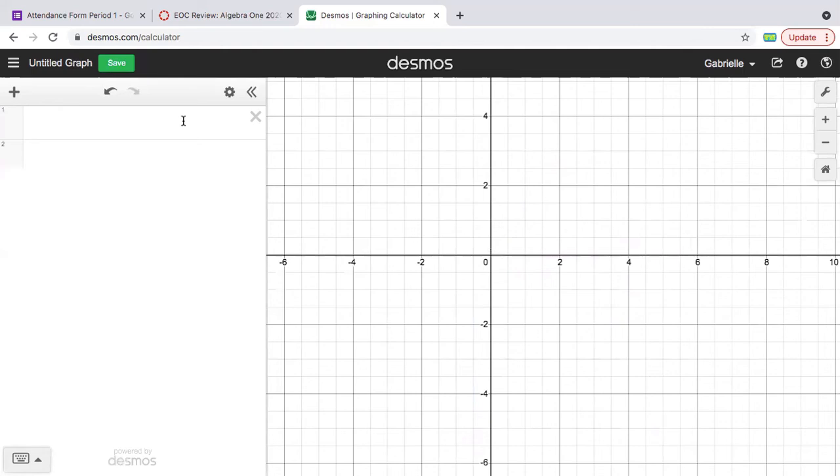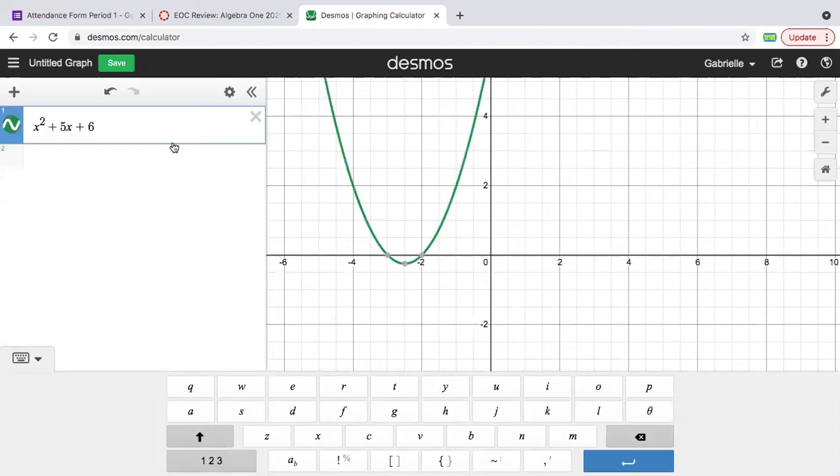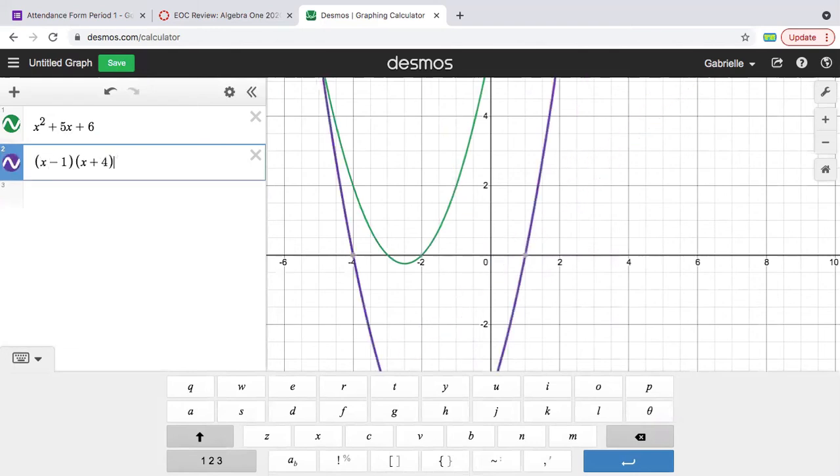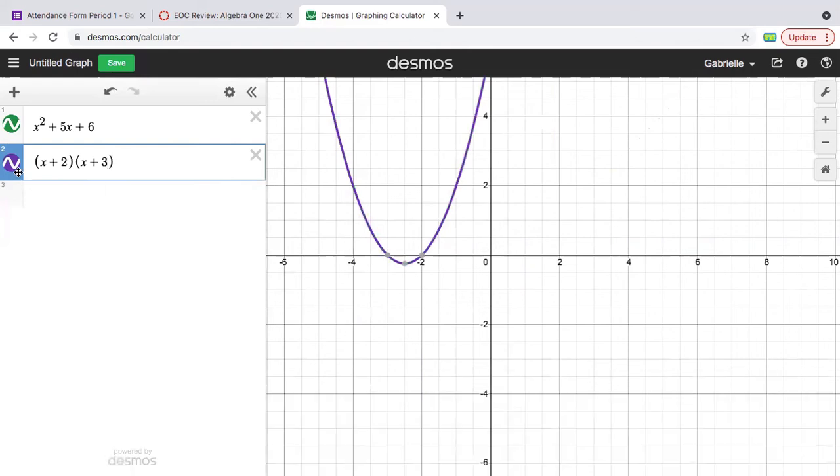Another thing you can do on Desmos: let's say the question asked you what the factors of x squared plus 5x plus 6 are, and you forgot how to factor. It's going to give you a whole bunch of answer choices. Let's say they gave you an answer choice of x minus 1, x plus 4. Again, this is just random. That purple line doesn't match my original green line, so I know that's not the answer. Let's say they gave you answer choice x plus 2, x plus 3. Bam! That purple line went directly on top of my green line, so I know that one's the answer.